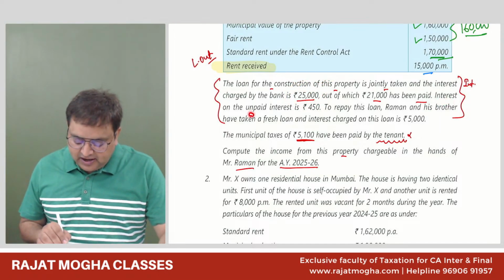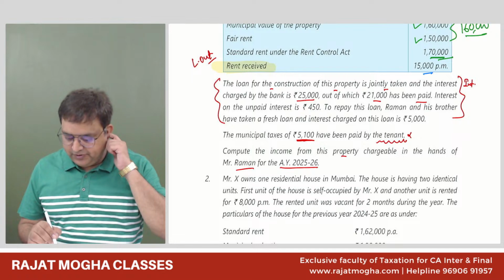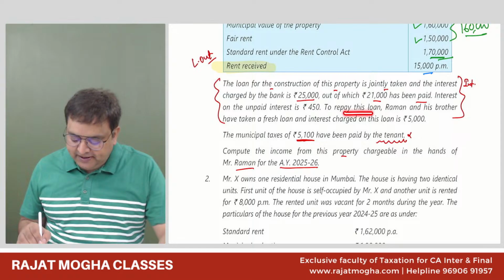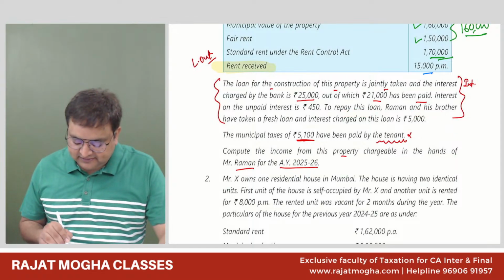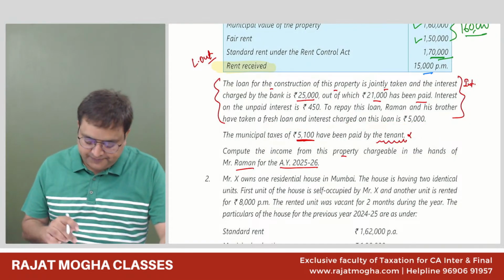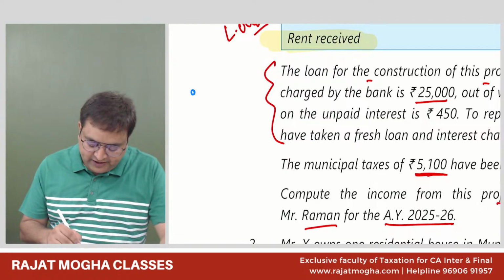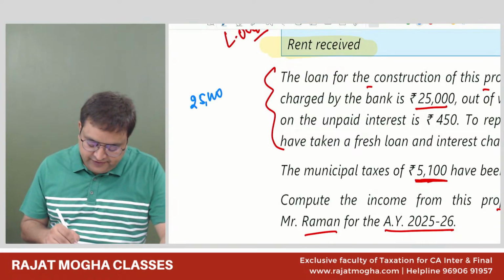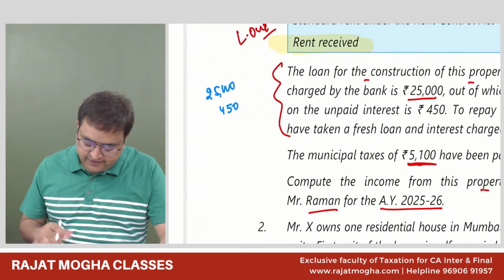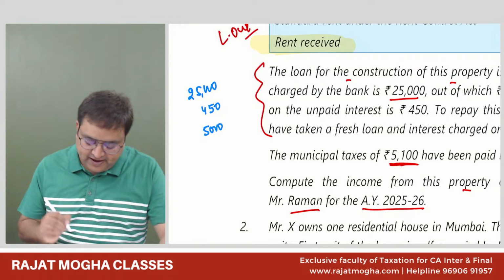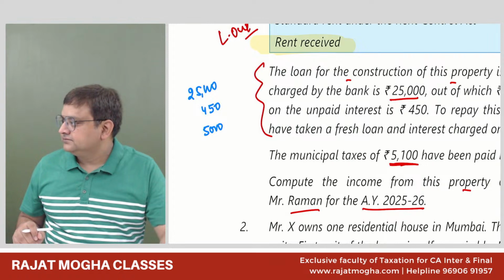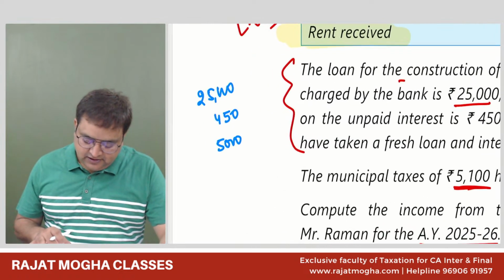Interest on the unpaid interest is 450. To repay the loan, Raman and his brother have taken a fresh loan and the interest charged on this loan is 5,000 rupees. So we have 25,000 interest, we have 450 interest, and we have 5,000 interest. So we have 3 interests over here. This is 25,000.